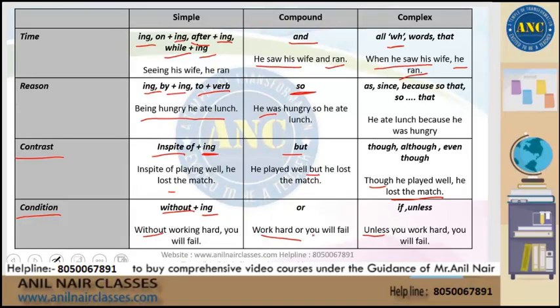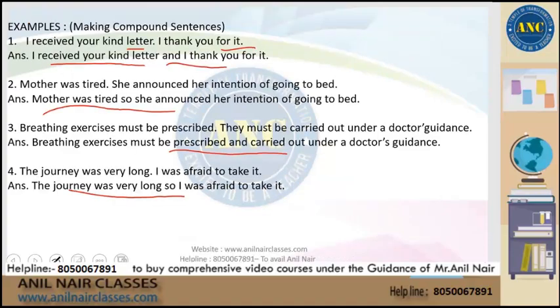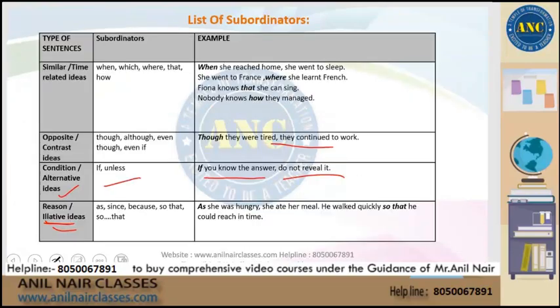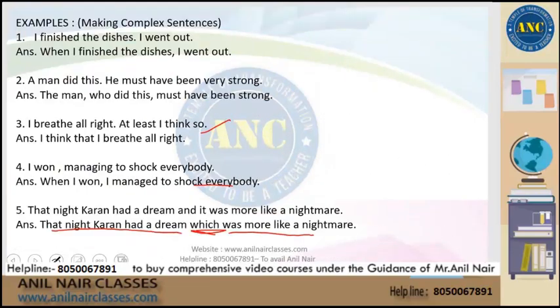The very same sentence we used to convert into a complex sentence. What did we try to say? I'm sorry, not complex, simple sentence. What did you try to say? That night, Karan had a dream like a nightmare. It is very simply constructed. To make that a complex sentence, we added a subordinator. That night, Karan had a dream which was more like a nightmare. So this concludes the topic: simple, compound, complex and compound complex sentences.